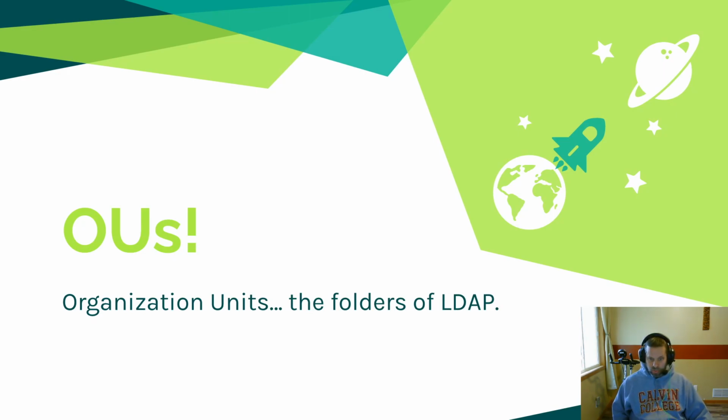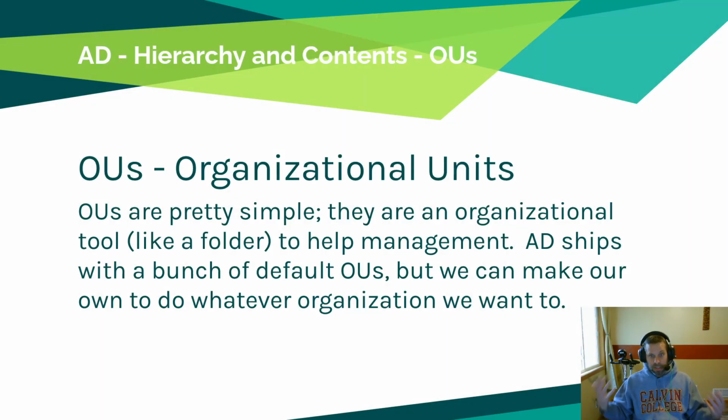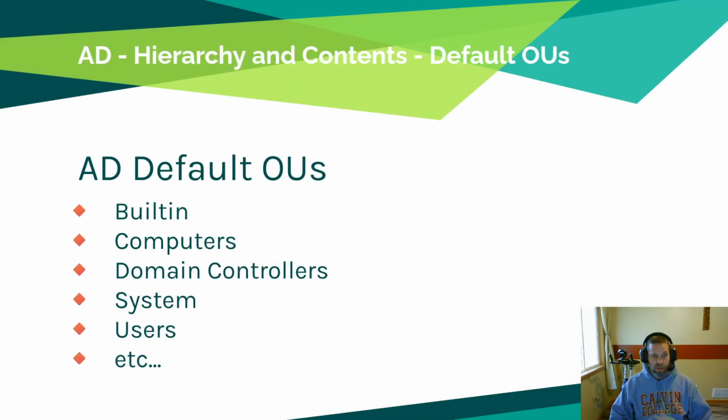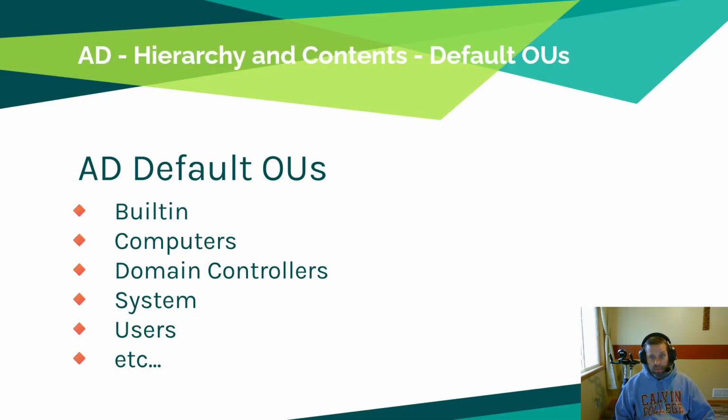So, OUs, organizational units. These are folders when it comes to LDAP. These are logical containers that we can organize things in. They are pretty simple. They are an organizational tool to help with management. AD ships with a bunch of default organizational units, but we can make our own to do whatever logical organization that we want within our domain or in our directory. By default, Active Directory will come with lots of default OUs, such as built-in, computers, domain controllers, system, users, etc. But we can add more as we go.